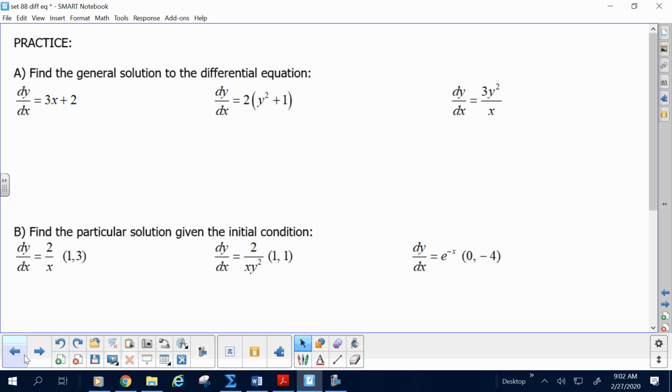¿Listos? ¿Sí estamos listos o no estamos listos? ¿Sí? Sí. Okay.